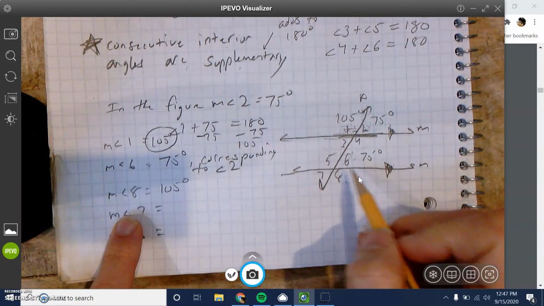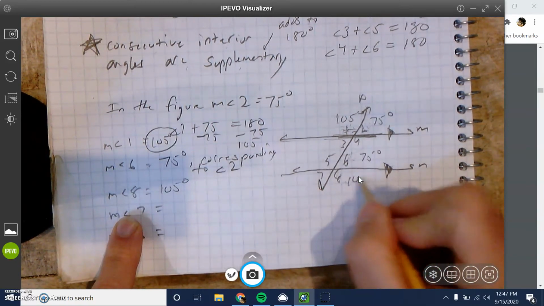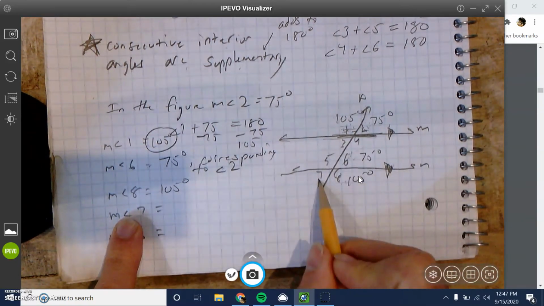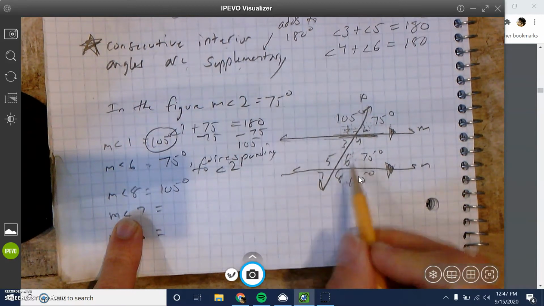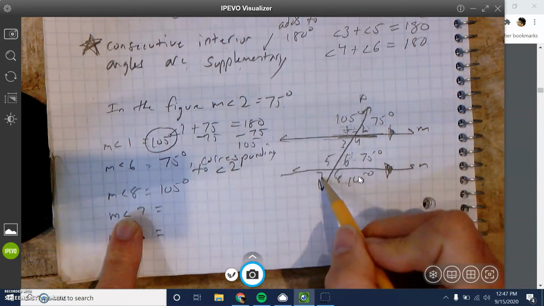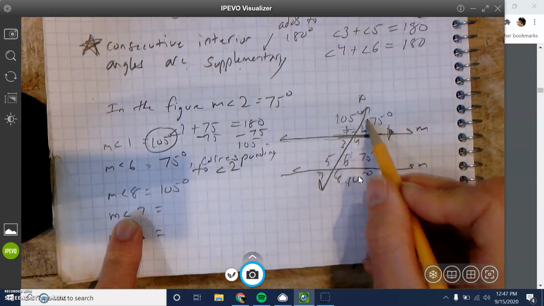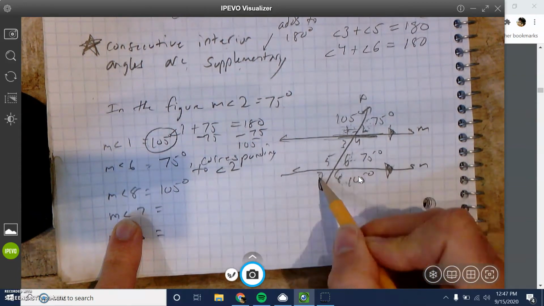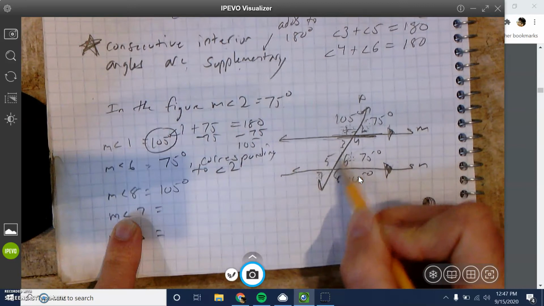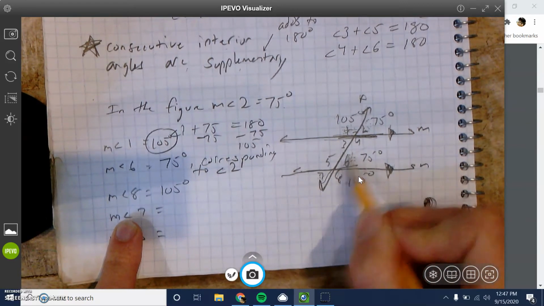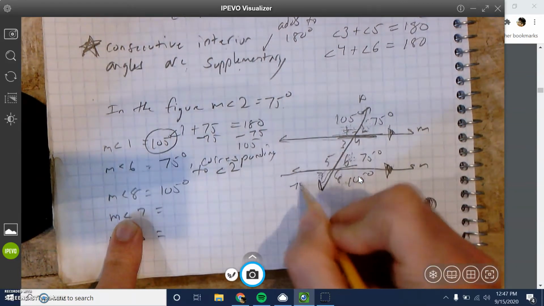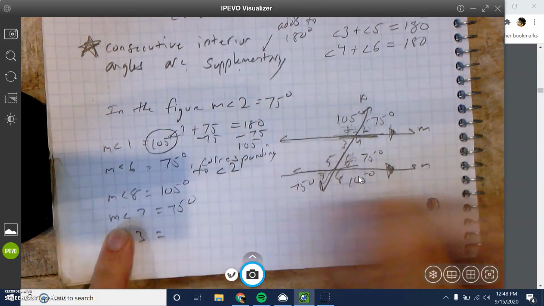All right, and the measure of angle 7, where's 7? Oh, sorry, I forgot to mark that up. Angle 7, I can say, is alternate exterior. I can also say it's vertical to 6, right? Across that x. See that x? There's that x, so it's across the x. So that's 75 degrees.